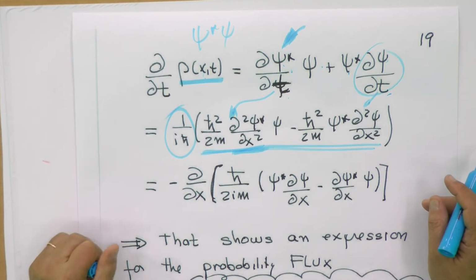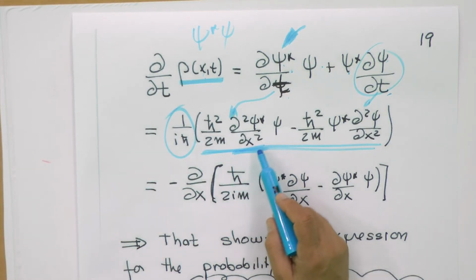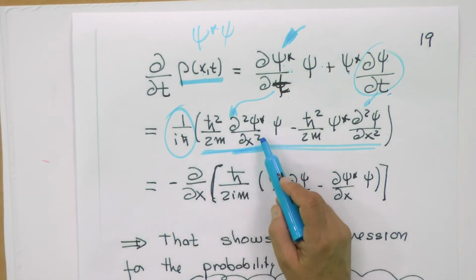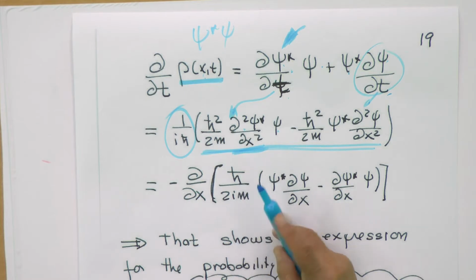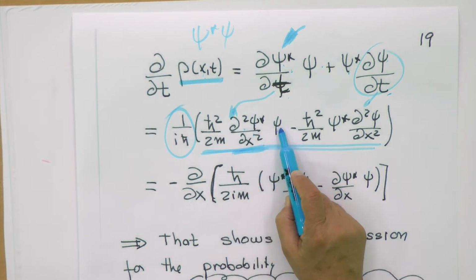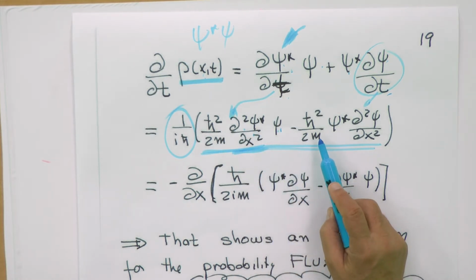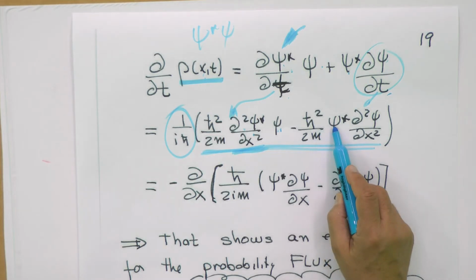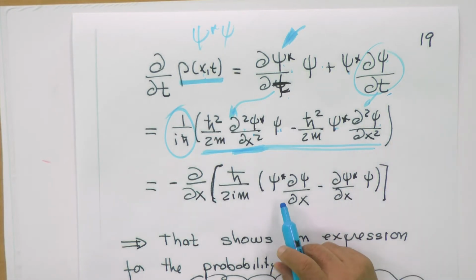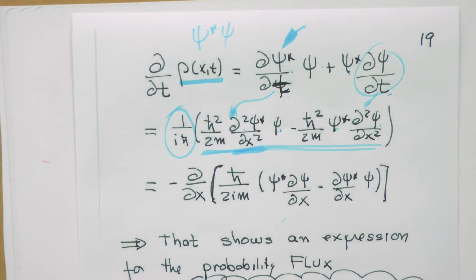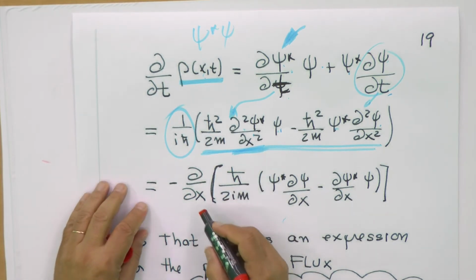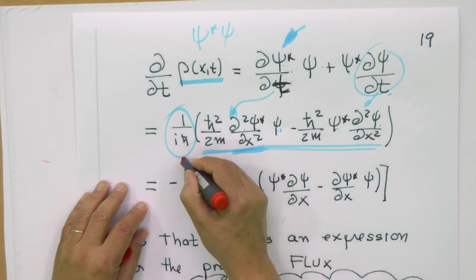And then you see, this is like taking the derivative of a product again. Because I have a derivative of this times this, and you have the derivative of this times the derivative of that. Actually, if you look carefully, this is exactly the spatial derivative of this quantity here.